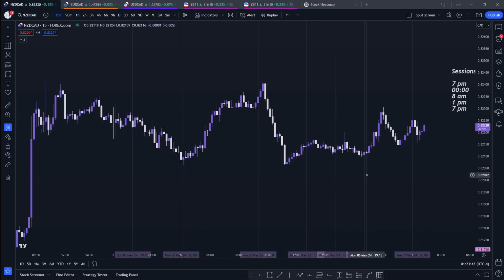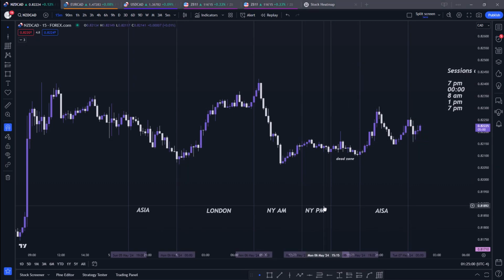So let's label these sessions appropriately again. So now that I've labeled it, we can see that this is the Asia session from when the market opened on Sunday. We can see this is the London session. That's the New York AM session, New York PM session, and this is our dead zone where nothing really happens. Well, not all the time, but let's just consider it as nothing really happens here. Then we've got the Asia session again. And now obviously we are currently in the New York and the London kill zone or London session.